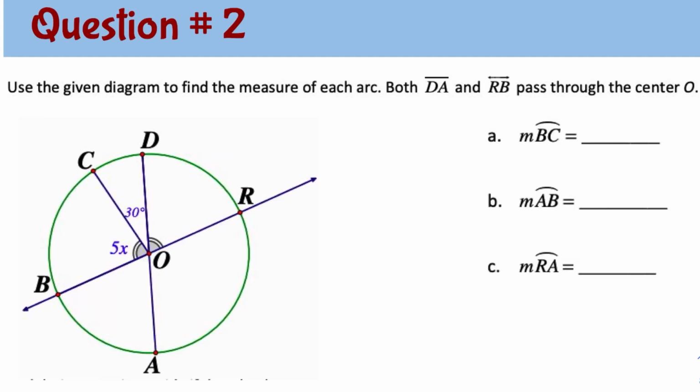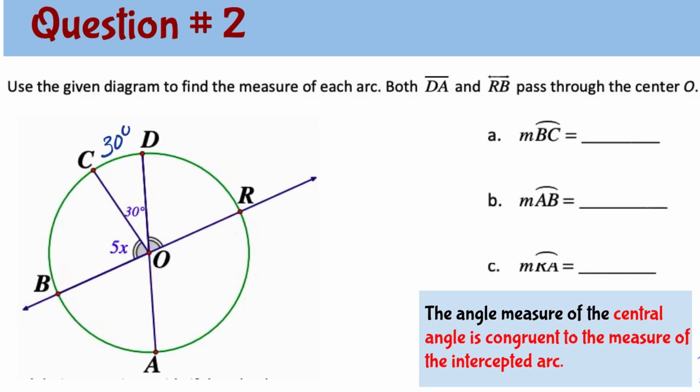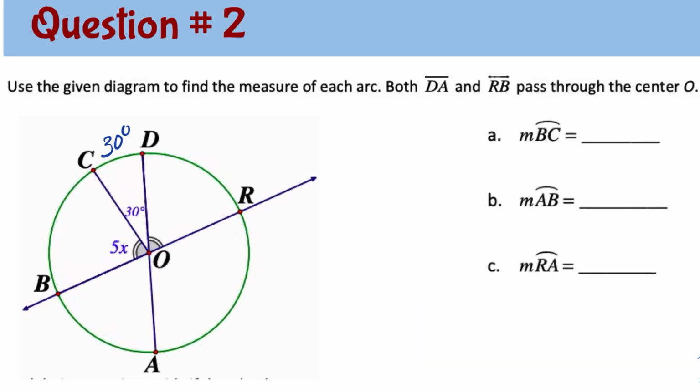Question number 2. Use the given diagram to find the measure of each arc. Both segment DA and line RB pass through the center. Find the measurement of arc BC, measurement of arc AB, and find the measurement of arc RA. The only thing that we know here right now is that arc CD is also 30 degrees, same thing as the central angle COD. Also, we know that the measurement of DOR is also 5x. This means that arc BC is 5x and arc DR is also 5x.